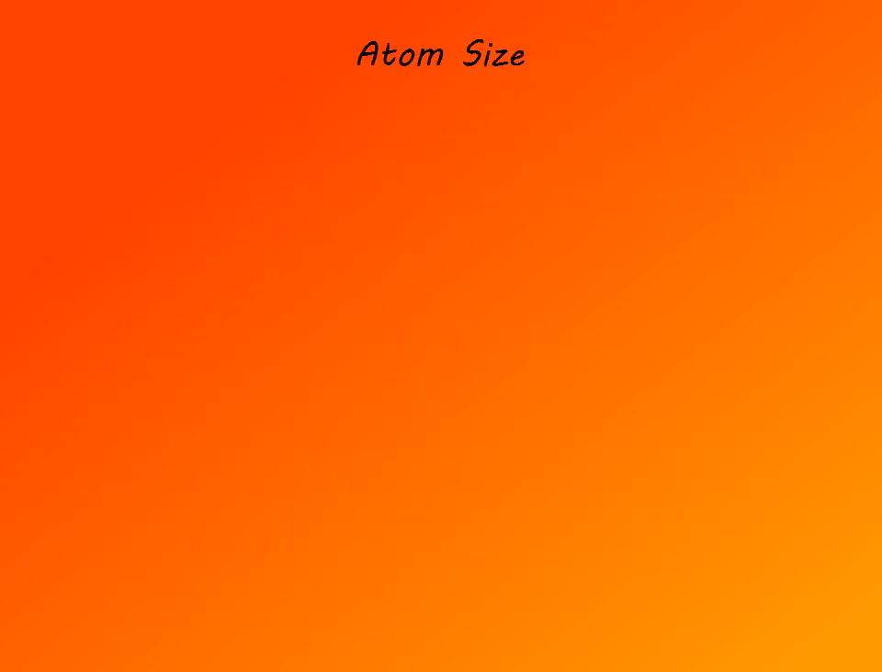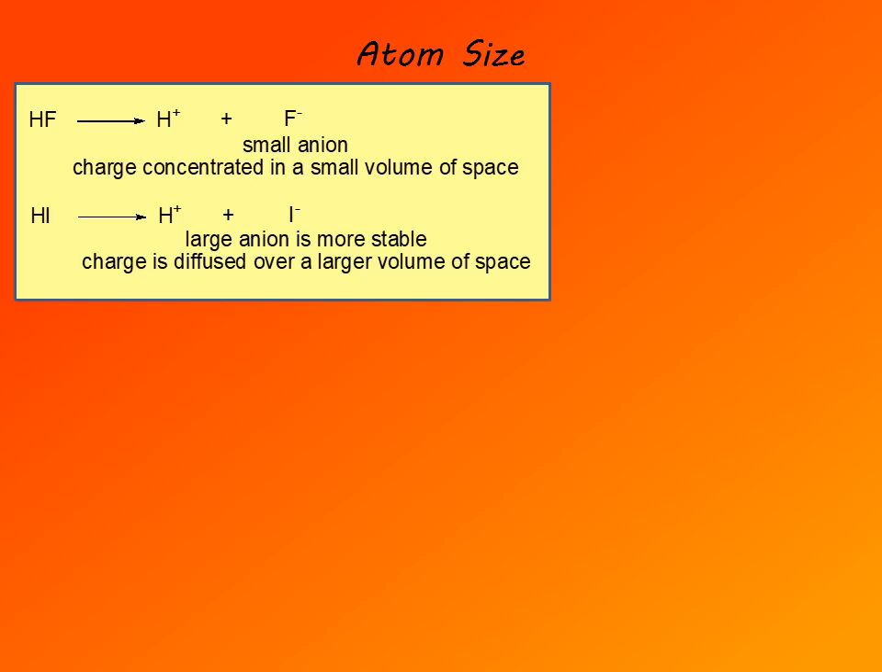Effects of electronegativity and hybridization are important, but they play a major role only if atoms attached to the acidic hydrogen are of similar size. If atoms have rather large differences in size, then atom size becomes more important. And we can see that on the example of hydrofluoric and hydroiodic acids. So hydrofluoric acid upon dissociation gives rise to the conjugate base, fluoride anion. This is a small anion and charge is concentrated in a small volume of space. Note first that there is negative charge and that there are 4 free electron pairs on fluorine.